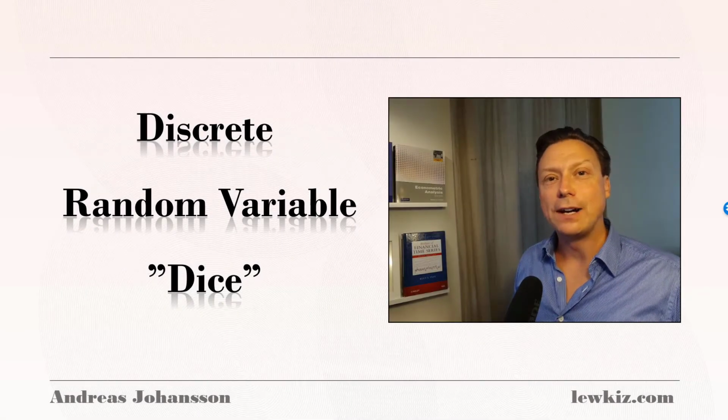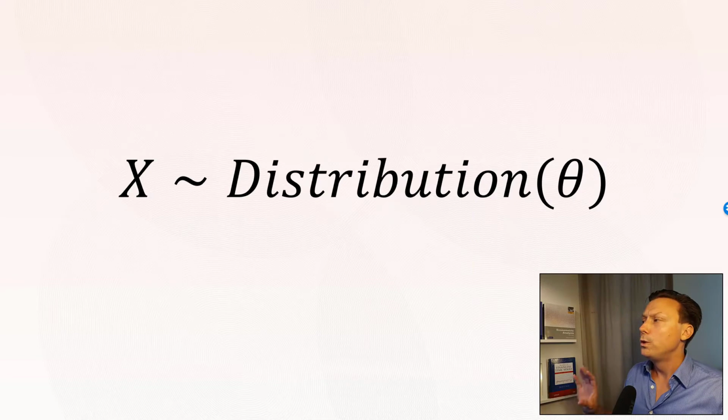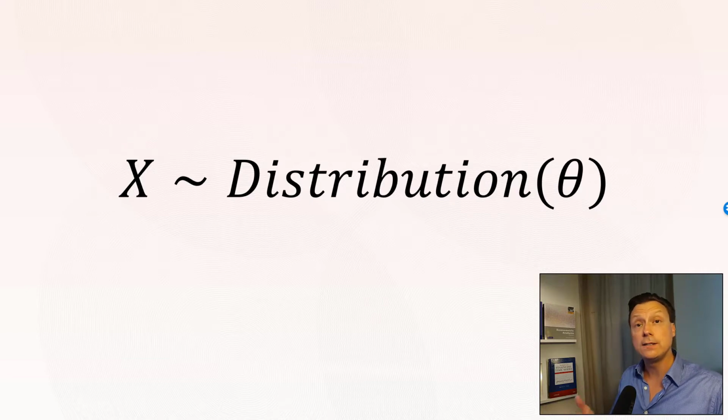Discrete random variable. Let us now take an example of a distribution function. So let's revisit a die again. The whole idea now is that we want to have a random variable and we want to find out which distribution this random variable follows and which parameters we need to describe it.